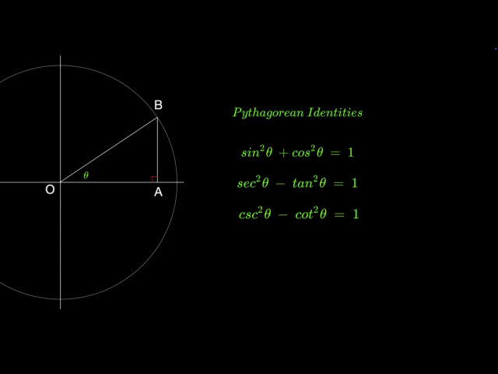Welcome to my presentation titled Pythagorean Identities. In this video, I will state and derive three versions of the Pythagorean Theorem, one in terms of the sine of theta and the cosine of theta, another in terms of the secant of theta and the tangent of theta, and a third in terms of the cosecant of theta and the cotangent of theta.